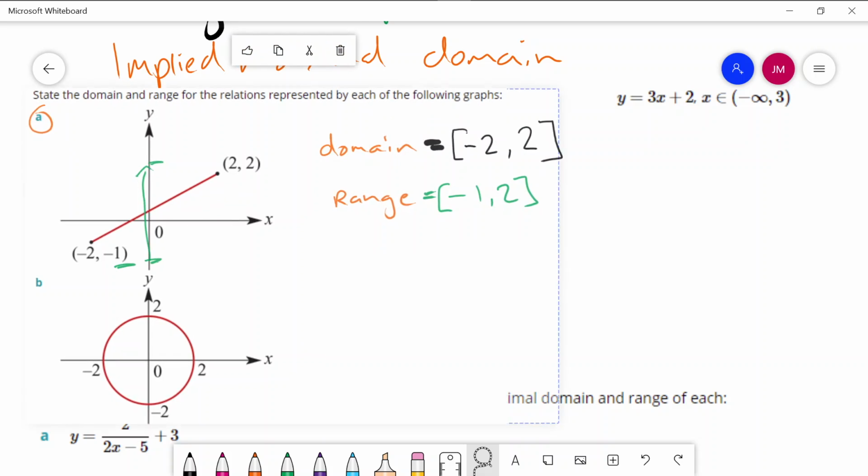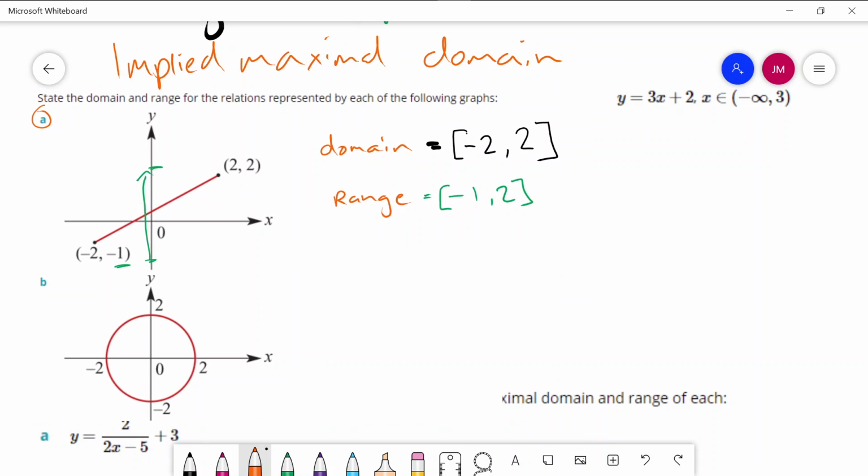So let's look at the second one. We can see we've got a circle now. For this one, the domain, we look to the smallest possible x value. You can see here it crosses the x-axis at -2. So that'd be -2, and the graph is a solid line, so it does exist at -2, so we have a square bracket, and then it goes to +2. And likewise, the y values go from -2 to 2 as well. So the range would also be [-2, 2]. Okay?